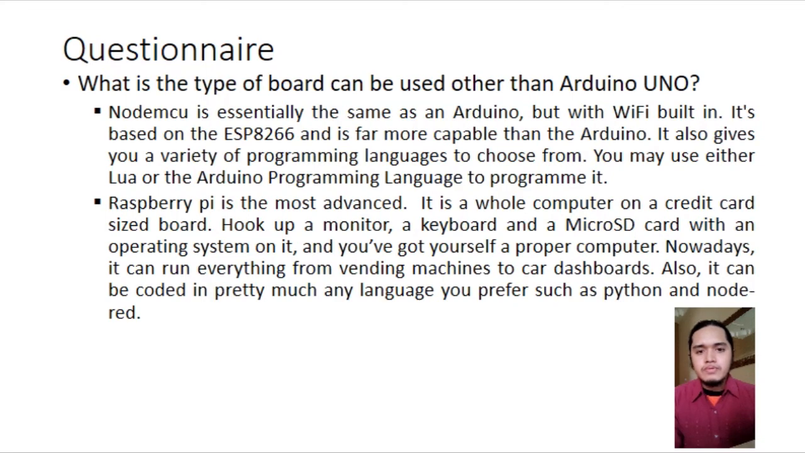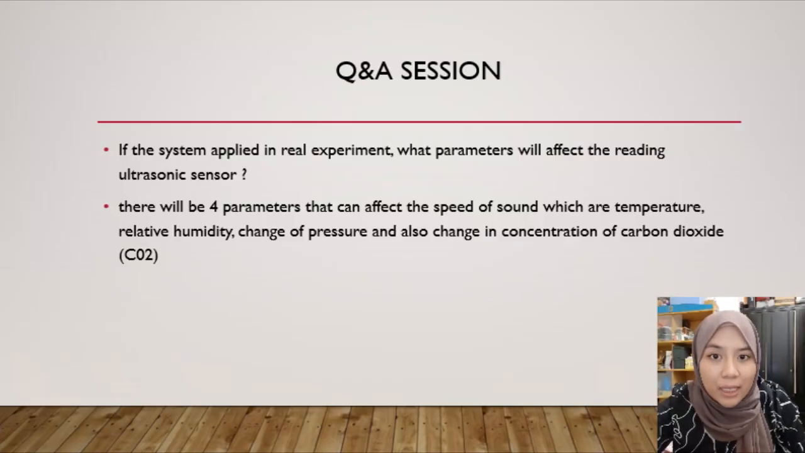So thank you. For the question and answer session, if the system is applied in a real experiment, what parameters will affect the reading of the ultrasonic sensor? The answer is, there are 4 parameters that can affect the speed of sound, which are temperature, relative humidity, change of pressure, and also change of concentration of carbon dioxide. Okay, that's all from me. Thank you.